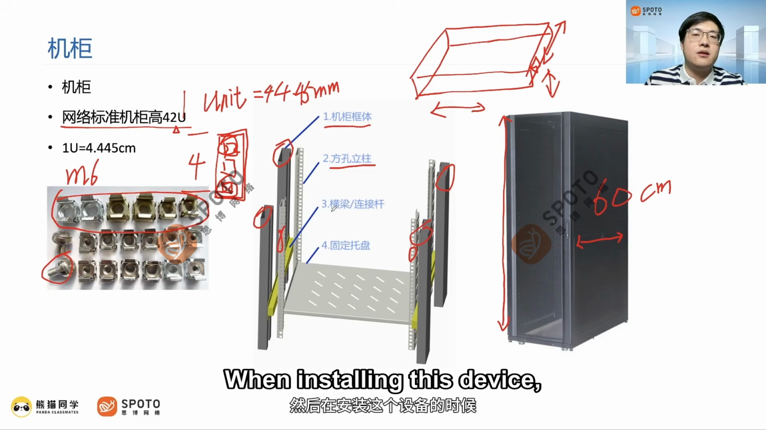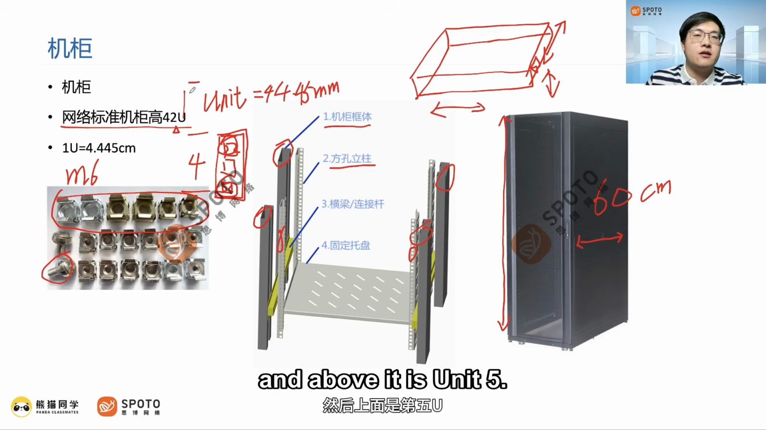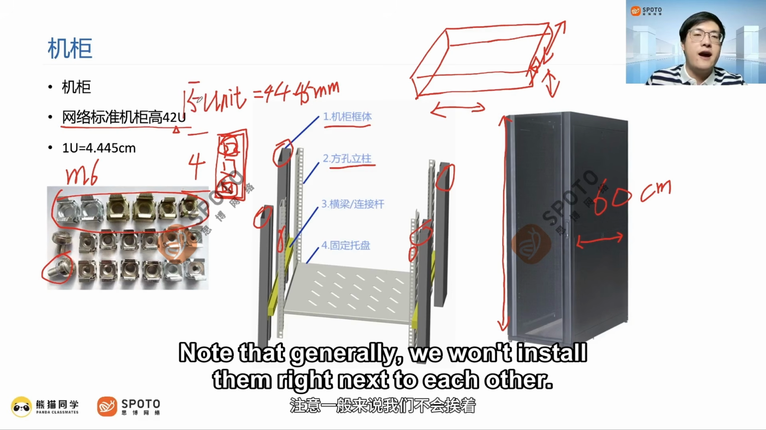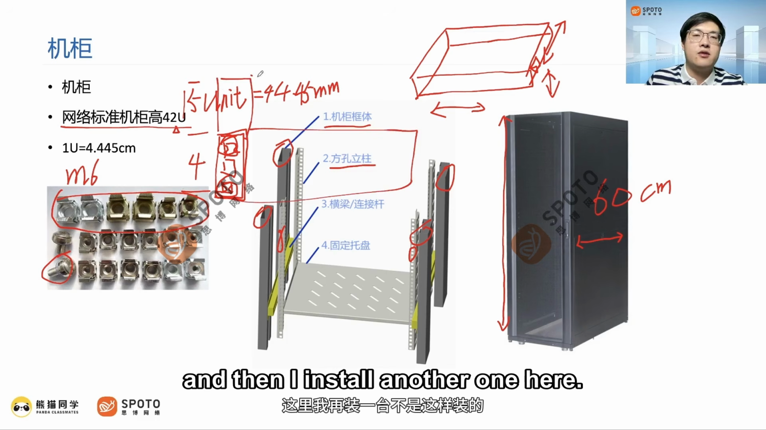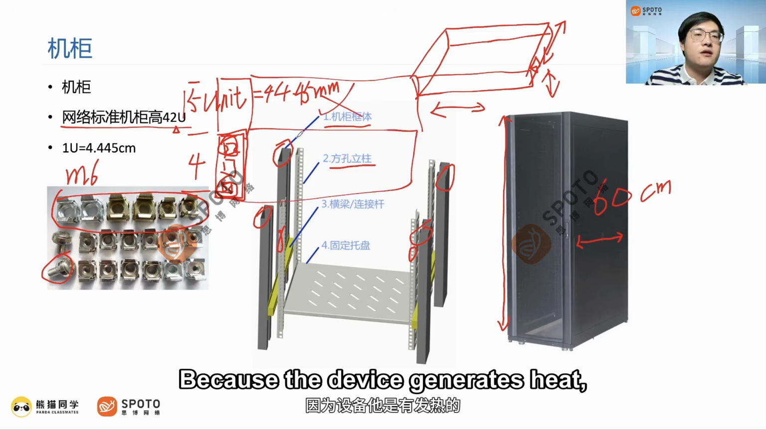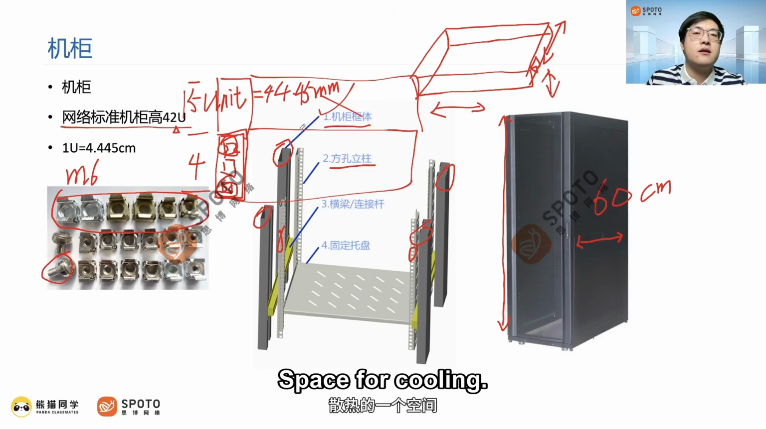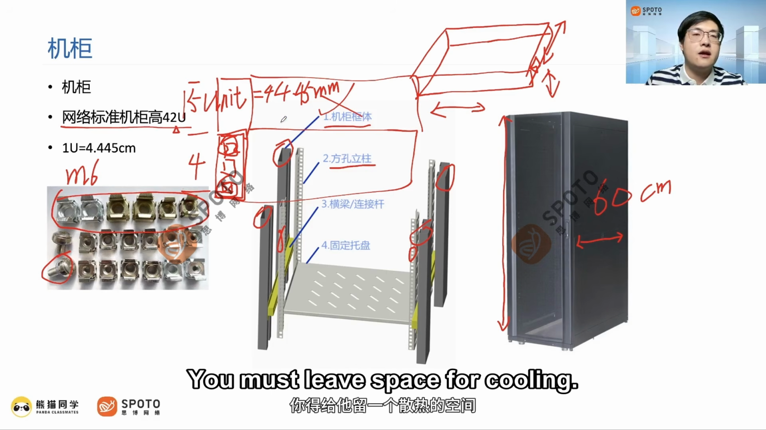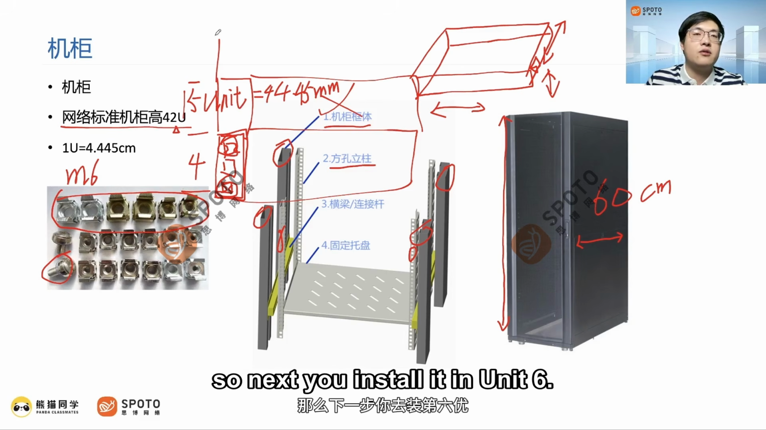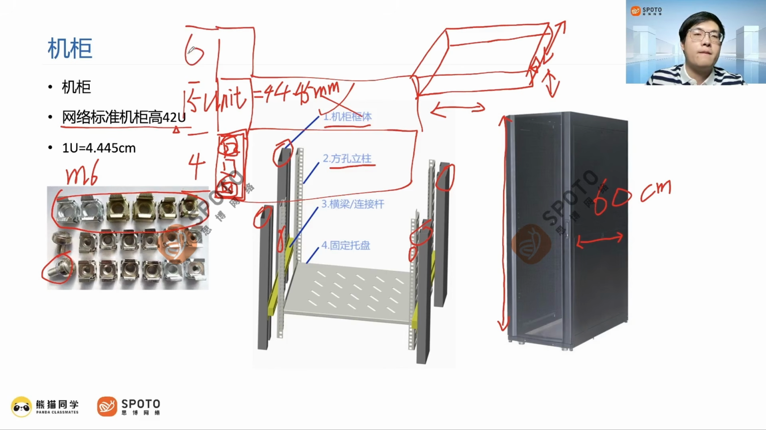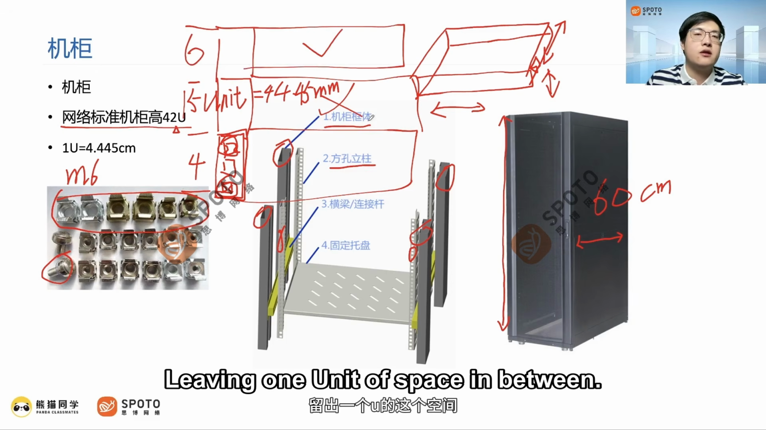When installing devices, note that generally we don't install them right next to each other. Say this is Unit 4, and above it is Unit 5. We won't install a switch here and then another right above it, because the device generates heat. You must leave space for heat dissipation, space for cooling. Generally, you leave one unit empty. If you just installed in Unit 4, next you install in Unit 6, leaving 1 unit of space in between.